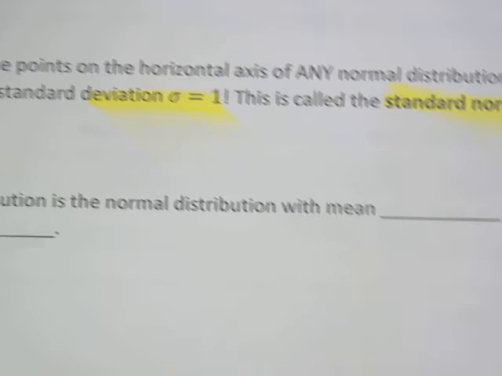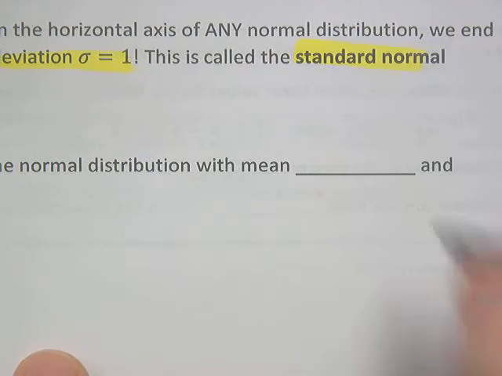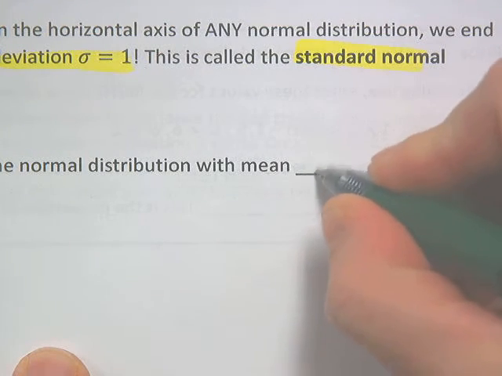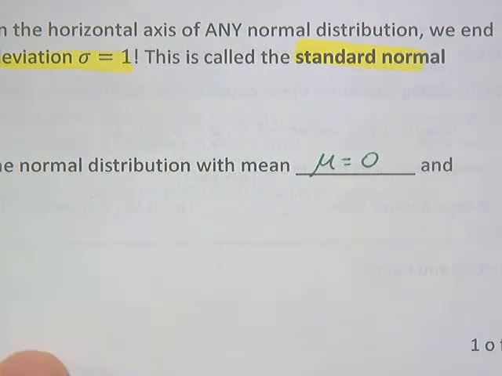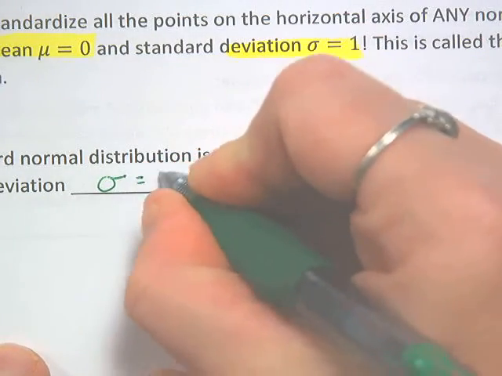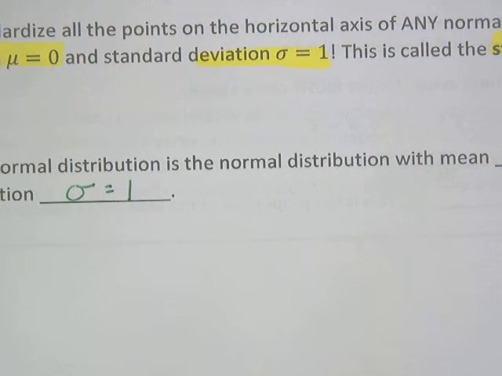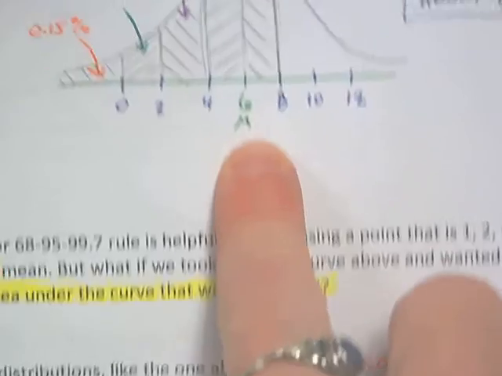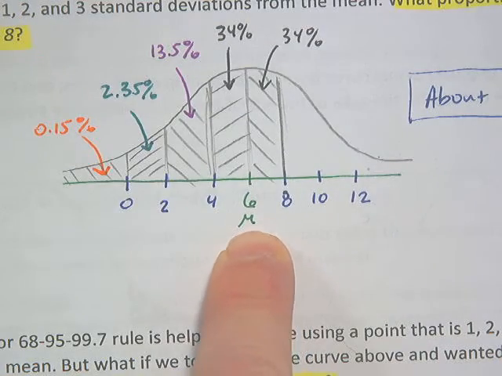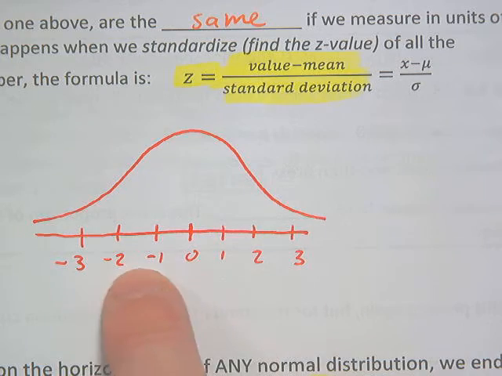Now in the blanks, just because you just read it, I want you to write it and it'll stick in your brain better. On the standard normal distribution, it has a mean of 0, mu is 0, and standard deviation is always 1 for a standard normal distribution. This is just a normal distribution. If you see standard normal, then it's talking about this one with the -3, -2, -1, 0, 1, 2, 3. Okay, turn the page.